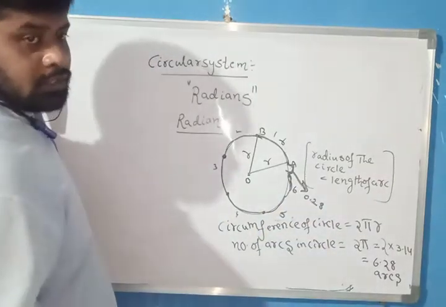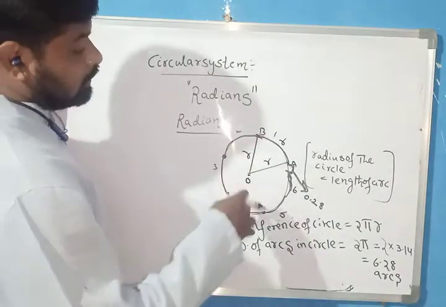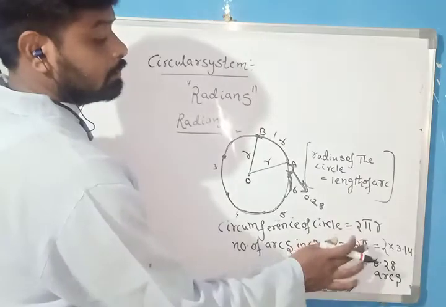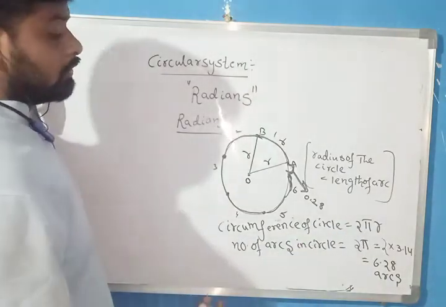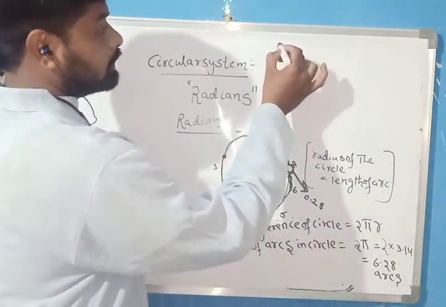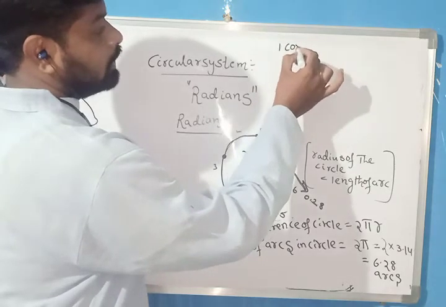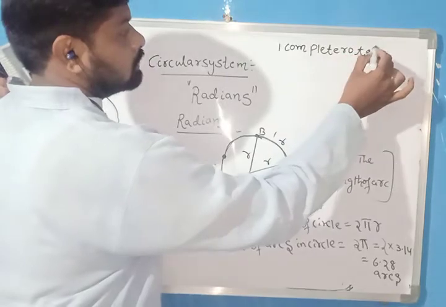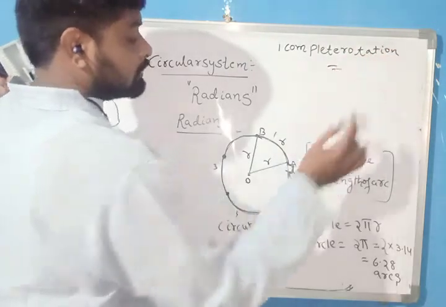You can measure that using a compass also. Compulsorily you get 6.28 arcs only. That 6.28 is nothing but 2 pi. Number of arcs in a circle is 2 pi, which means one complete rotation equals how much? The number of arcs is 2 pi.